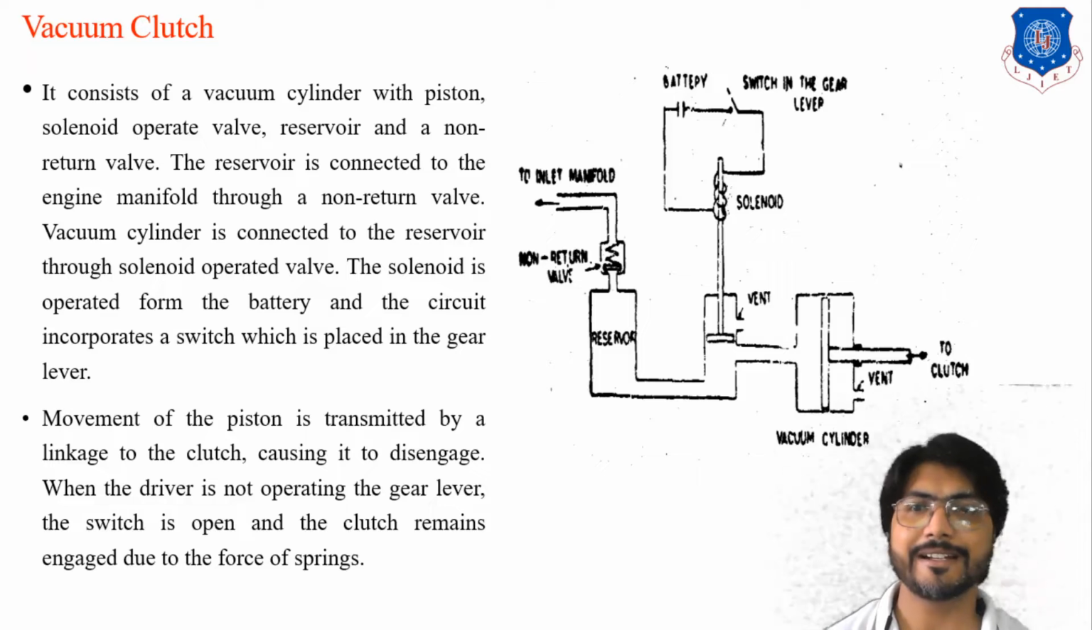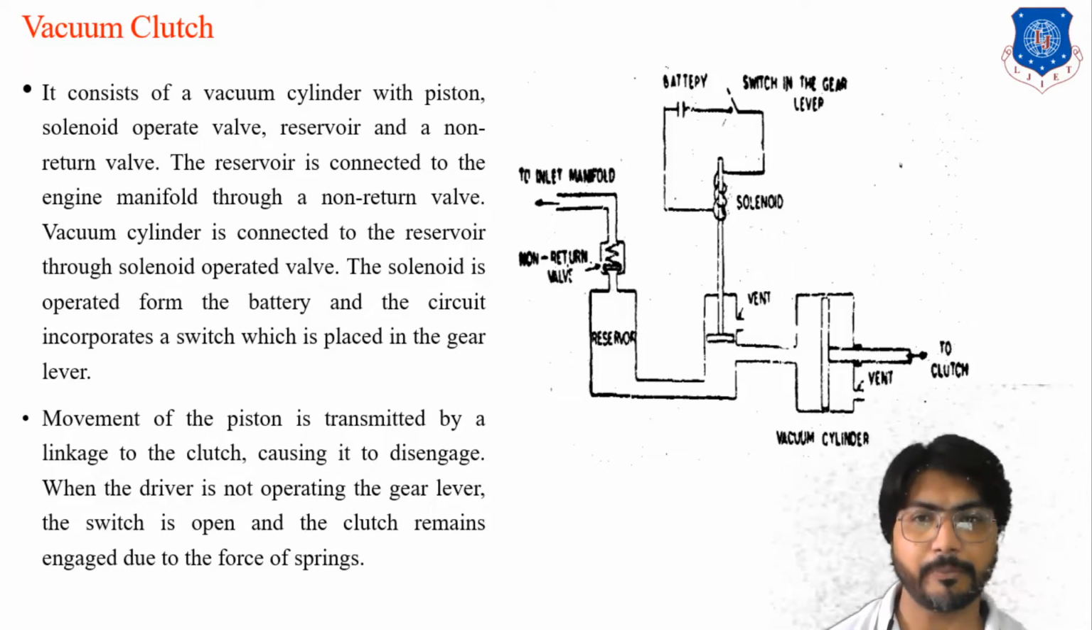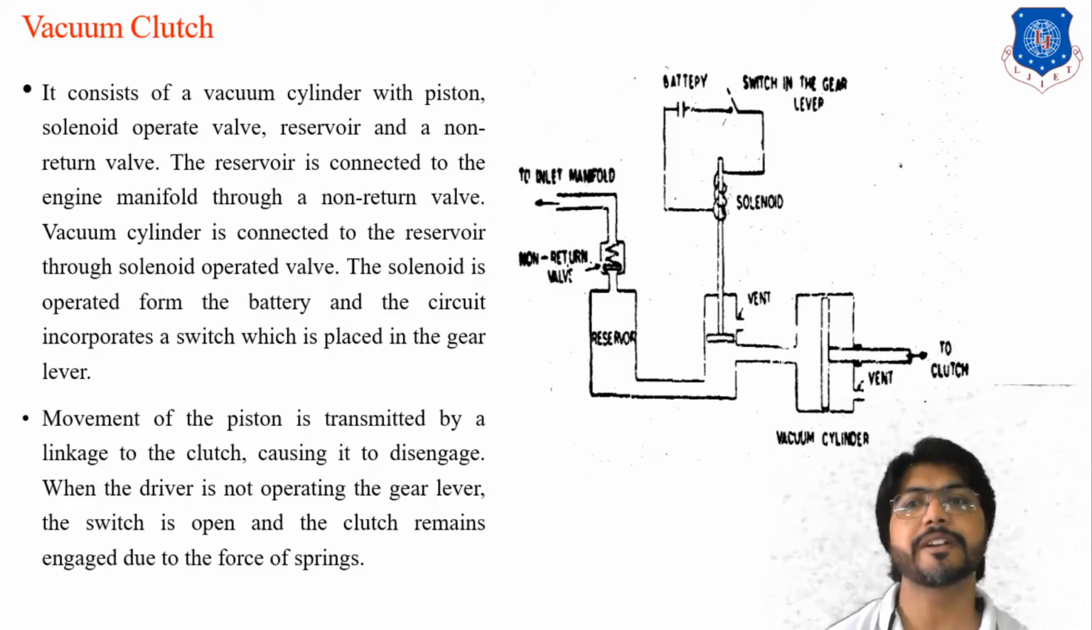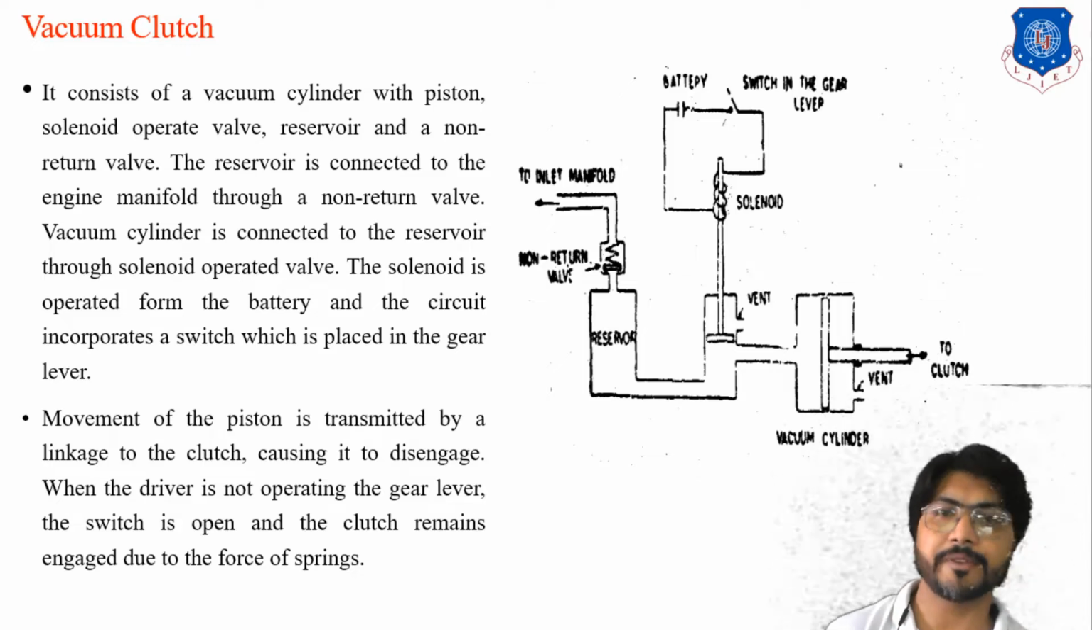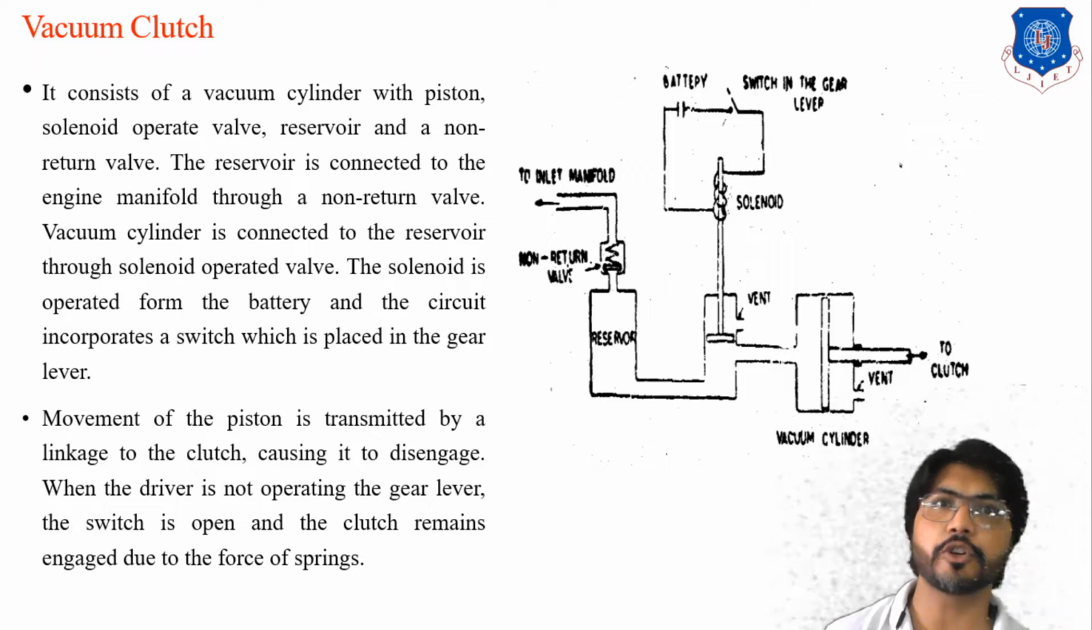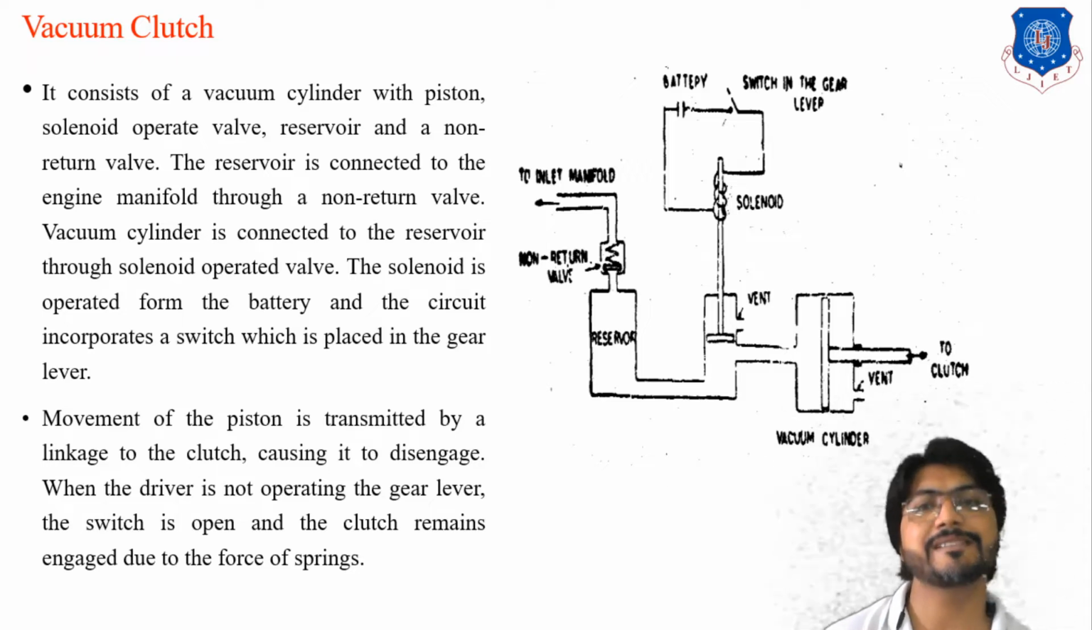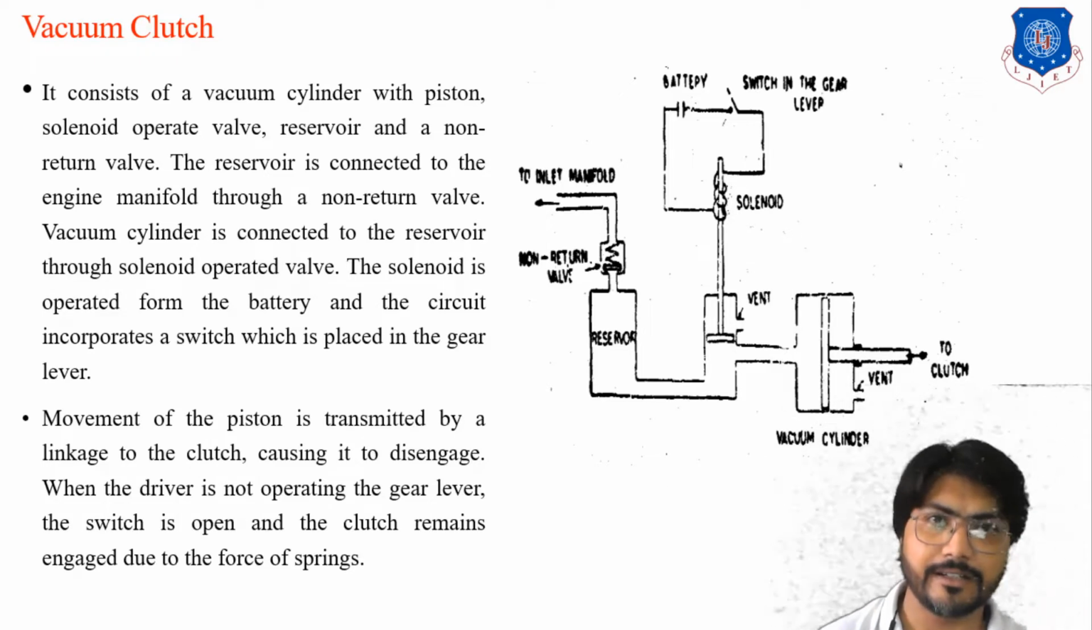The vacuum cylinder is connected to the reservoir through the solenoid operated valve. The solenoid is operated from the battery. The power comes from the battery, and the circuit incorporates a switch which is placed in the gear lever.